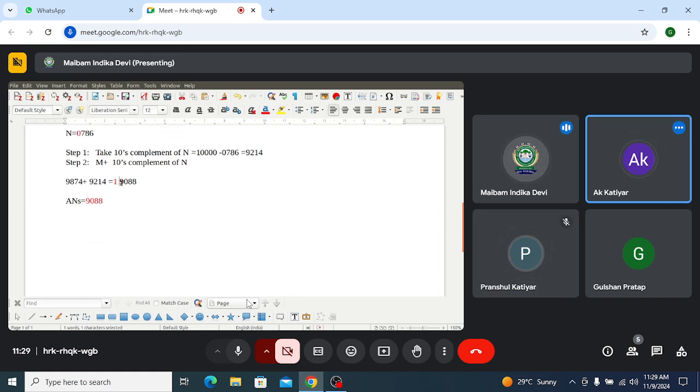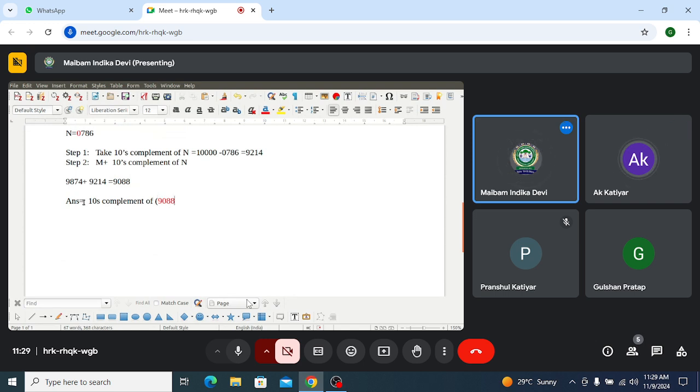If there is no end carry in your question, what will happen? Your answer will be negative again. Take the tens complement of your answer. If there is no end carry, take the tens complement of this number, and then put a negative sign in front. Clear?